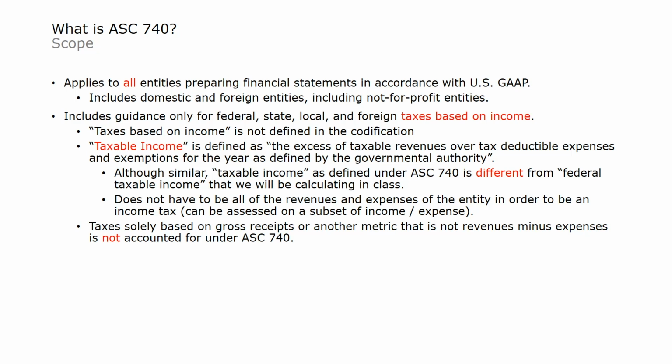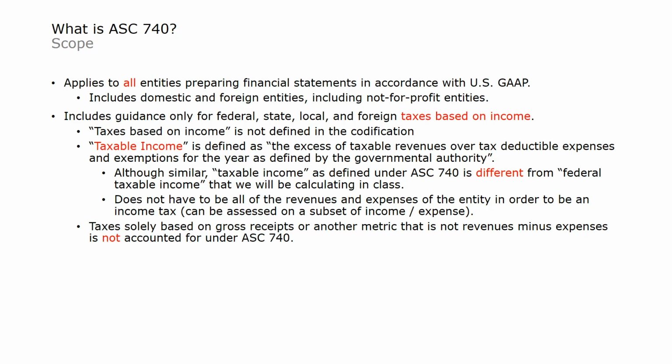One thing that's kind of interesting is that in order for a tax to be an income tax under ASC 740, so a tax based on income, it does not have to be all of the revenues and expenses of a particular entity. You can have a subset of revenues and expenses and have the tax qualify to be a tax accounted for under ASC 740.